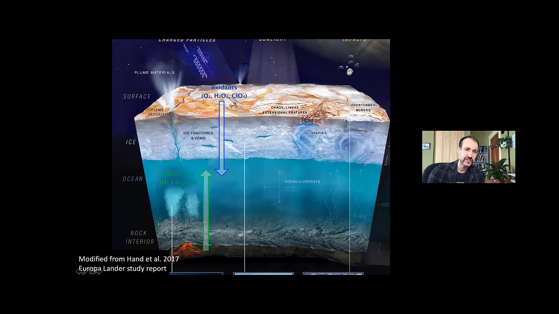Just to tie that all together, then, the flux of reductants from the seafloor is potentially an important complementary couple to oxidants from above. And the resulting consequence of that is that there could be a large amount of chemical energy available for life in Europa.